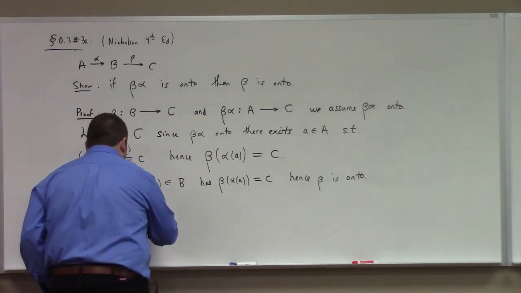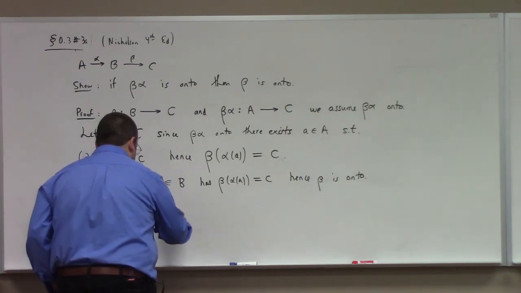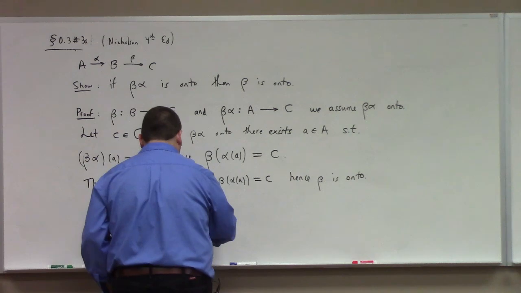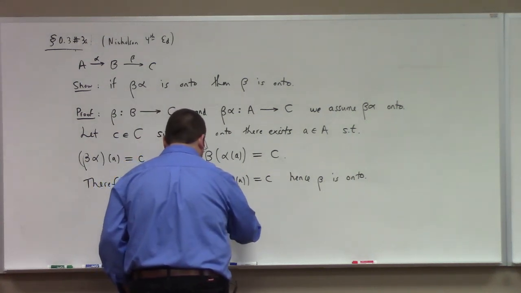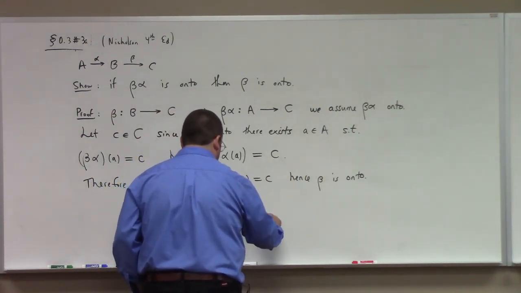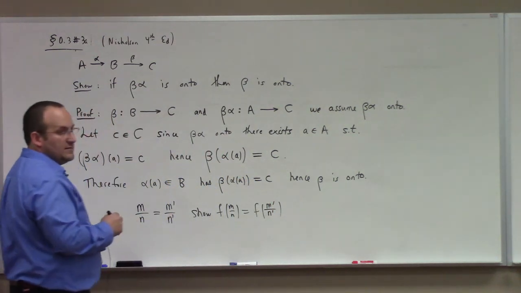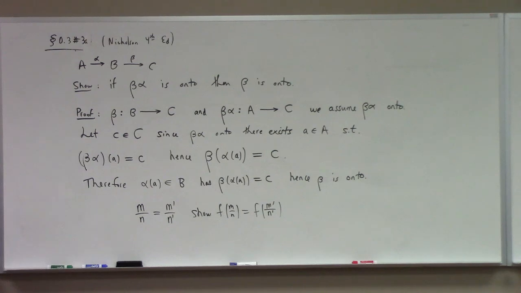You can use different notation, but you can say m over n equals m prime over n prime, and then show f of m over n equals f of m prime over n prime, given, of course, this condition. That would show it's single valued.